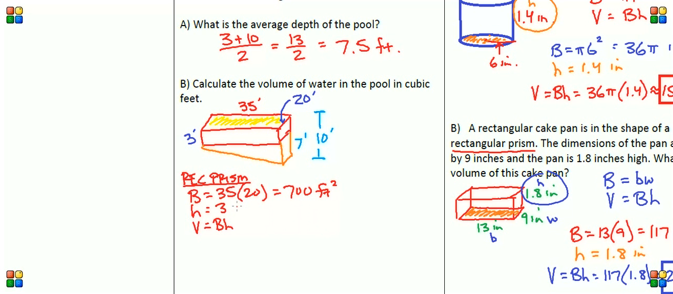So the height is 3 feet, and therefore we know that the volume of our rectangular prism is going to be 700 times 3, which is 2100 feet cubed. Let's put a box around that. There is our first volume that we're going to be looking at in a little bit. Okay, next we have to figure out the volume of the triangular shape, and we'll do that in our next video.